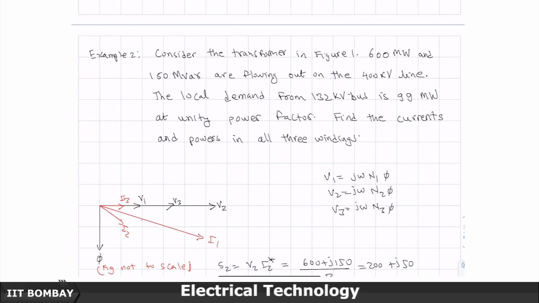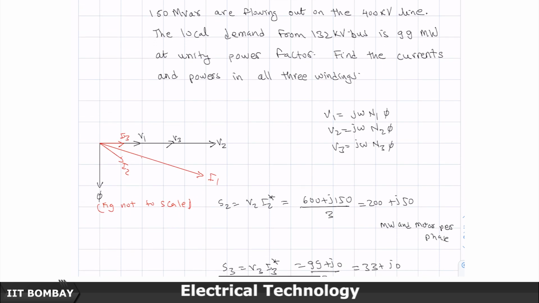So, let us see. Consider the transformer of figure 1, that is the same transformer. 600 megawatts and 150 MVAR are flowing out on the 400 kV side. The local demand from the 132 kV bus; this bus is basically a 3-phase connection. Many times it is called a bus because it comes from the abbreviation bus bar. It is like a copper bar on which different wires come and connect. So, that is why that node, or bus, are some common phrases that are used. The local demand on the 132 kV bus is 99 megawatts at unity power factor. Find the currents and powers in all the 3 windings.